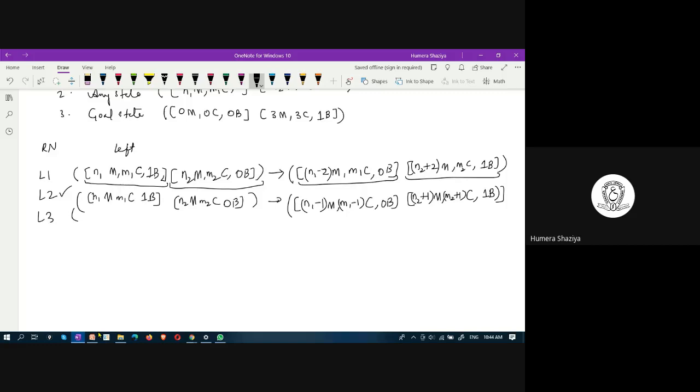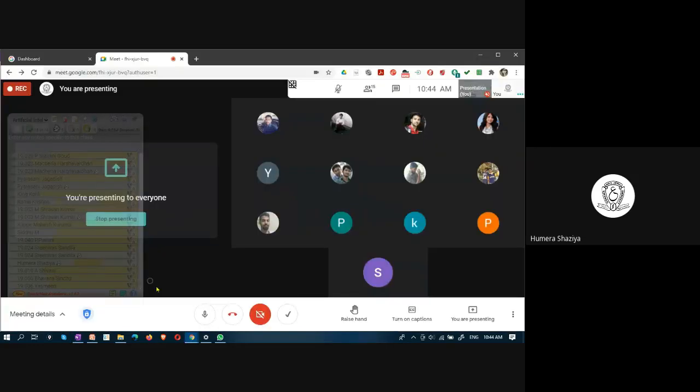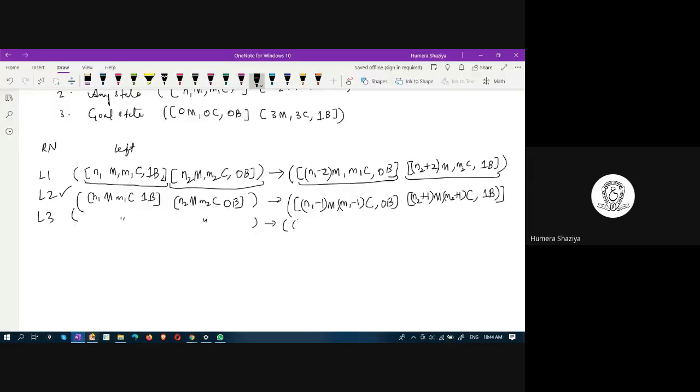All right. L3. What is L3? For L3 also, this will remain the same. Here, what are you applying? N1 M, M1 minus 2 C, 0 B. So what does this mean?